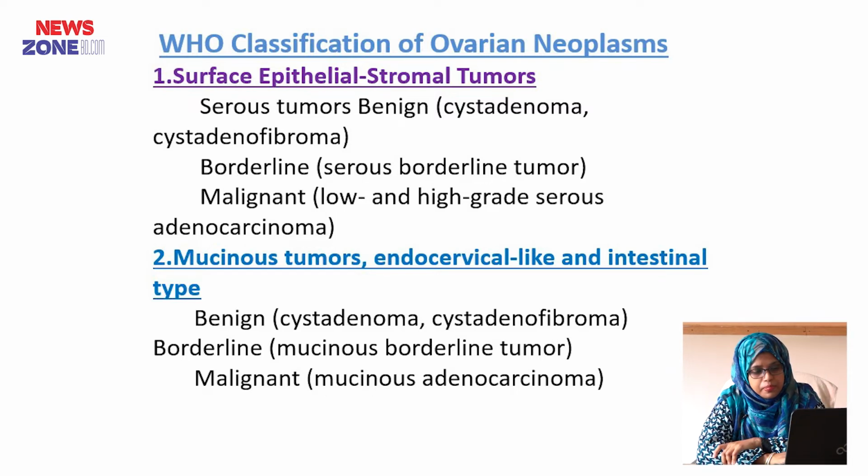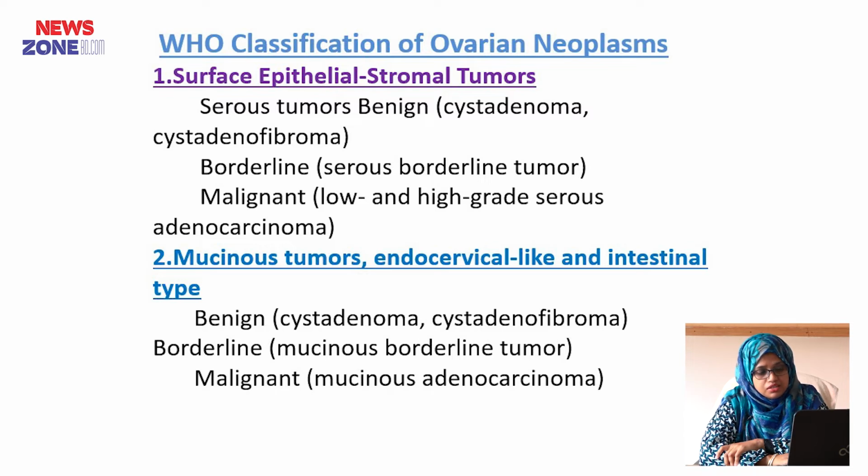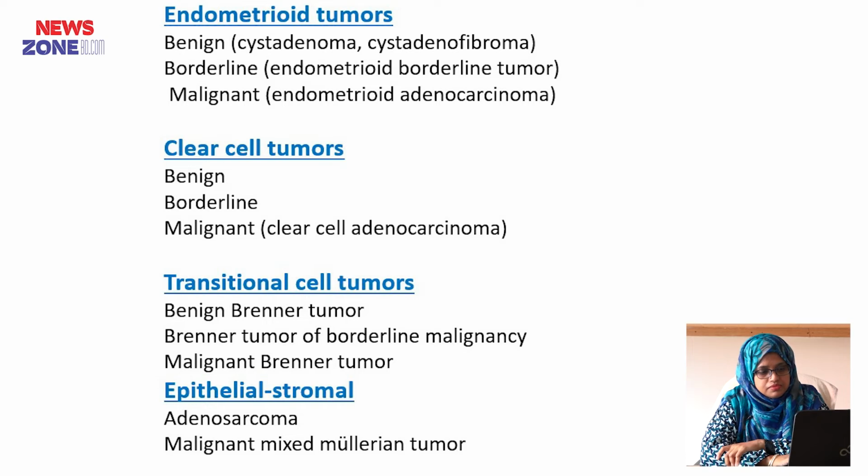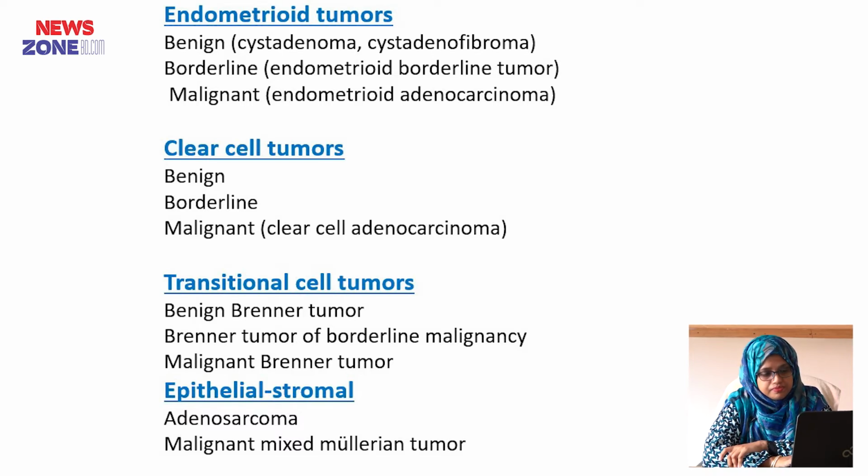Then mucinous tumor, it may be benign, it may be borderline or malignant. When it is benign, it is known as cyst adenoma, cyst adenofibroma. In case of borderline, it is called mucinous borderline tumor, and when it is malignant, it is called mucinous adenocarcinoma. Then endometrioid tumor, it also may be benign, called cyst adenoma, cyst adenofibroma, may be borderline, called endometrioid borderline tumor, or malignant, then it is called endometrioid adenocarcinoma.